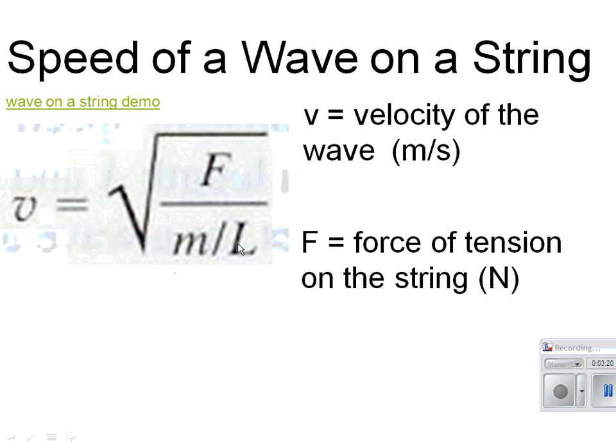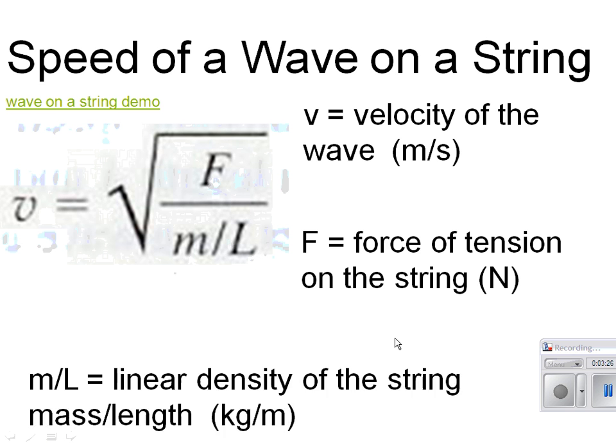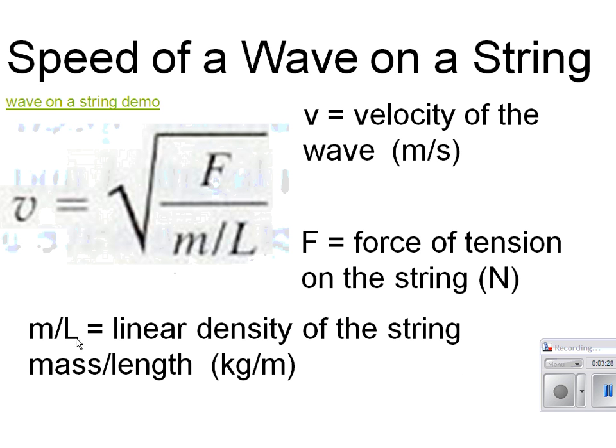So it not only depends on this linear density, this mass per unit length of the string, but also the force of tension on the string. This M per L, this mass per length, is the linear density of the string. It's the mass of the string divided by the length of the string. In some of our physics problems, they'll give you the mass per unit length of the string, or they'll give you separately the mass of the string and then the length of the string, and you'll have to calculate the M over L, the linear density of that string.